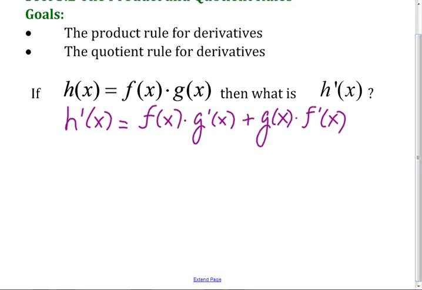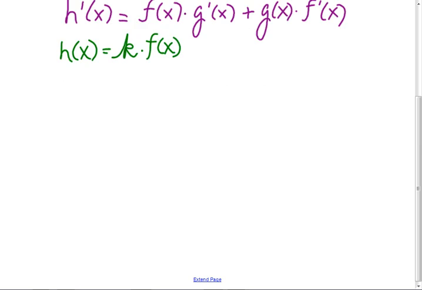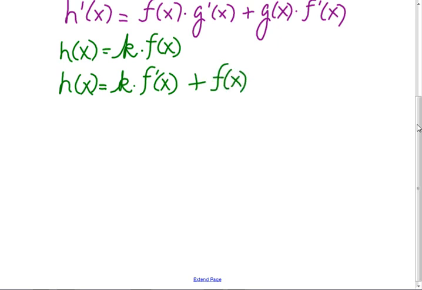So what if we have a constant? What if h of x is equal to some constant times f of x? Is that okay? How do we find that derivative? Well, we can use the product rule. And somebody may say, I don't really need to because that's a constant. Okay, so we go k times f prime of x, no chain rule, plus f of x times the derivative of the constant. We're doing the product rule.